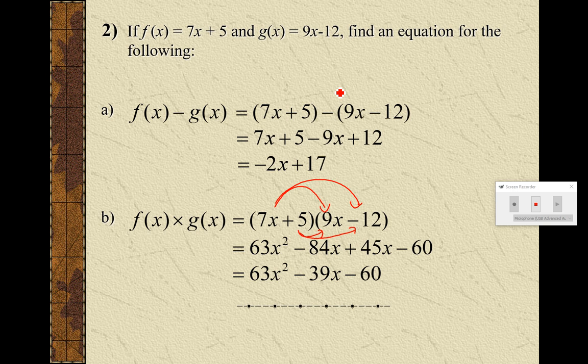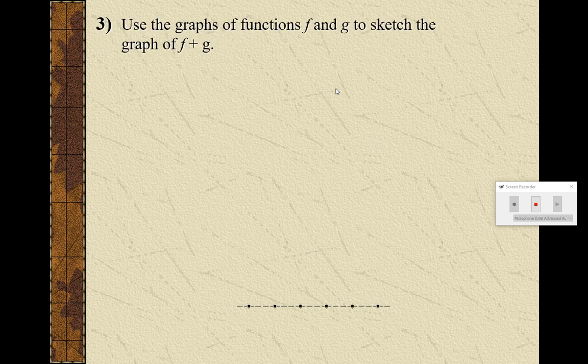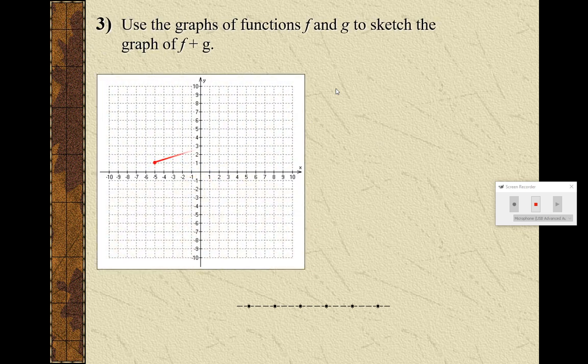Questions here? More time? Okay, last one is a graphing one. Use the graphs of f and g to sketch f plus g. And this is harder, but easier once I explain it. When you first look at it, you get two lines like this. You're like, how am I supposed to graph these?